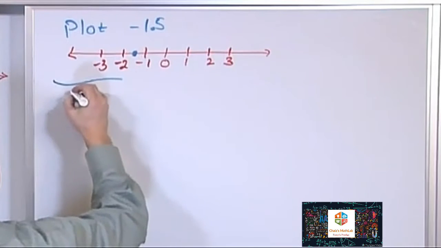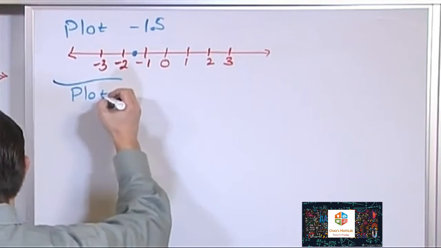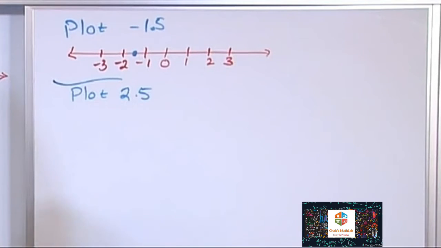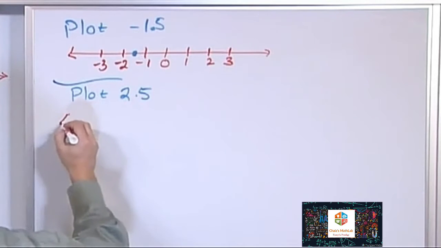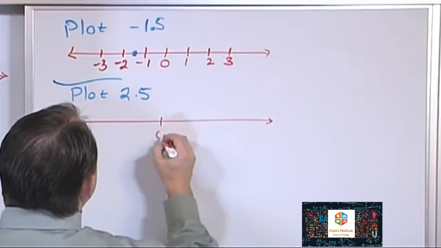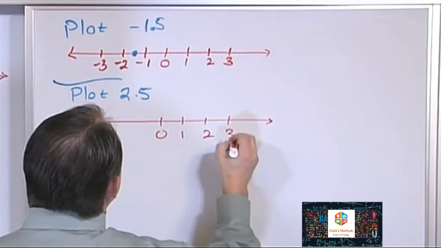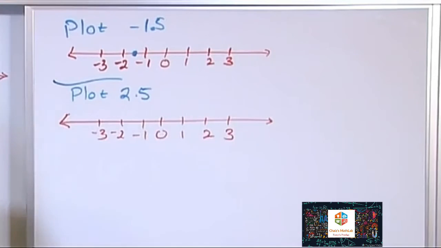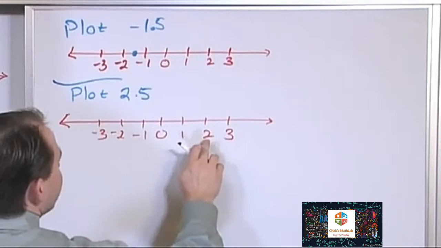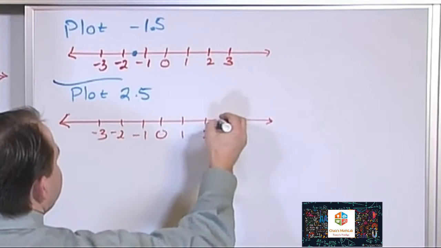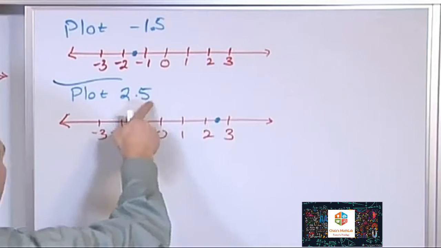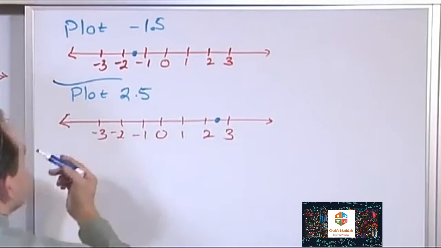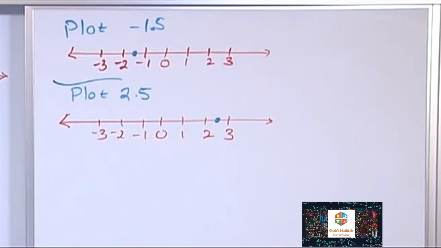And what if we were going to do just one final one? What if we were going to plot 2.5? The way we would do that is draw our number line. 0, 1, 2, 3, negative 1, negative 2, negative 3. And then 2.5 is somewhere between 2 and 3. So that would be right in the middle there. And of course, if it was 2.1, it would be closer to 2. If it were 2.9, it'd be really close to the number 3. So you can plot any point that you want there.